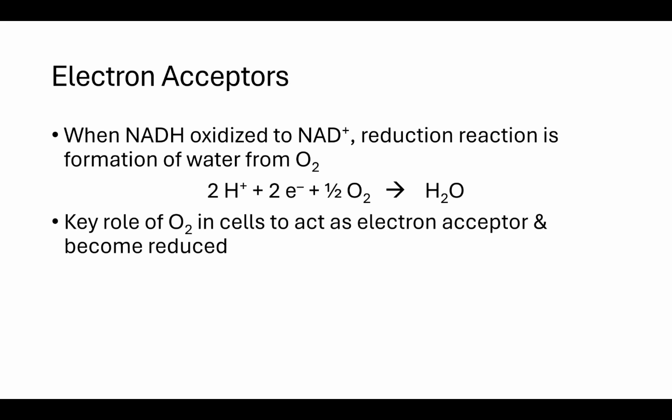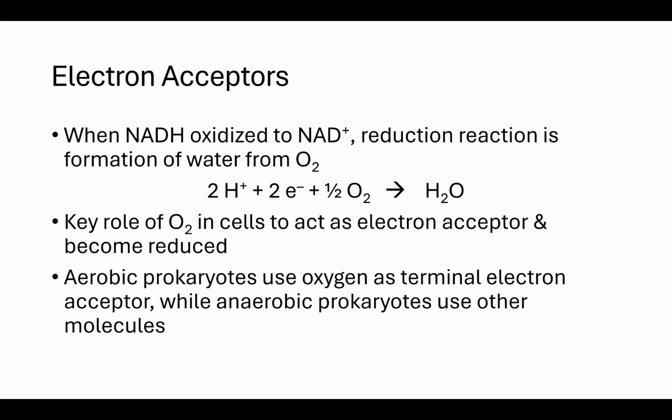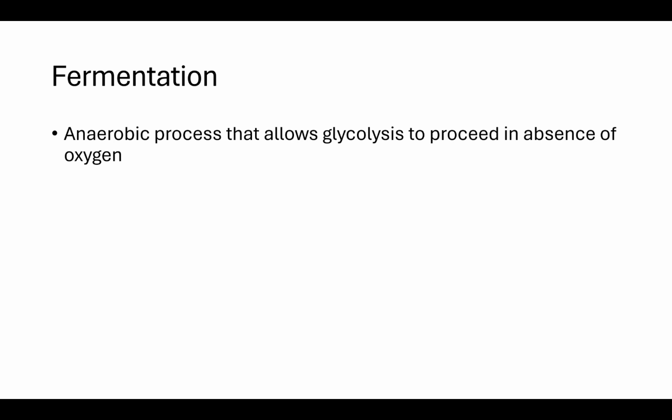And so the key role of oxygen in these cells in aerobic respiration is to act as the final electron acceptor. This is not possible in anaerobic organisms that don't use oxygen. So they'll use some other molecule as an electron acceptor. So let's talk about that anaerobic respiration. Anaerobic respiration is also called fermentation.